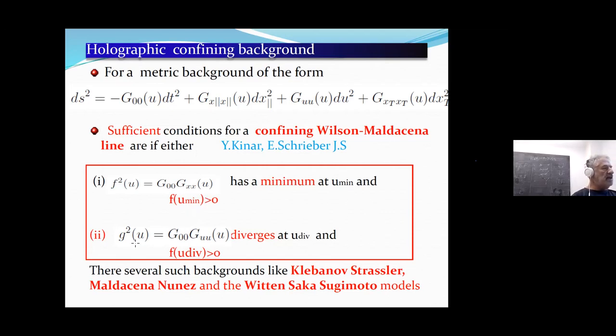Another possibility is that the quantity g00 times guu, that's the metric of the holographic direction, diverges, and at the point of divergence this quantity f is positive, then again, it's confining. There are several such backgrounds like the Klebanov-Strassler and Maldacena-Nunez. They follow the first condition, and Witten's model or the Witten-Sakai-Sugimoto model follows the second condition.